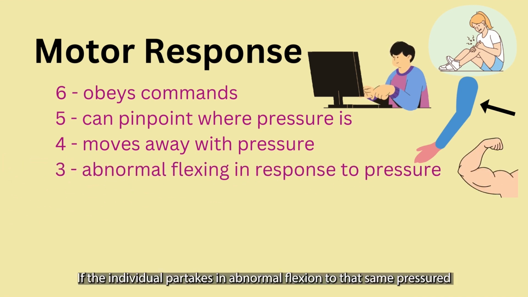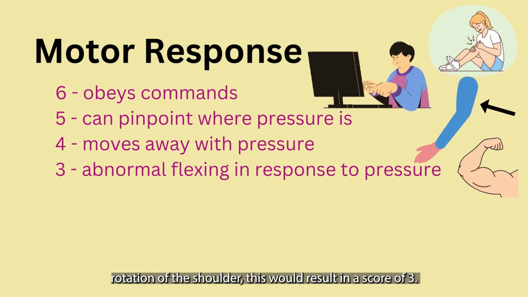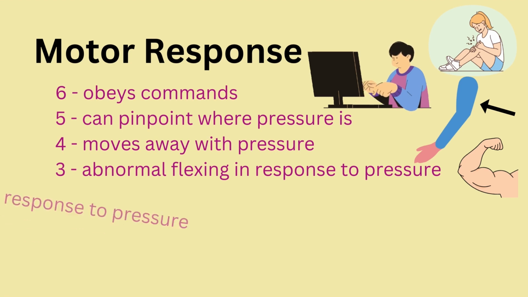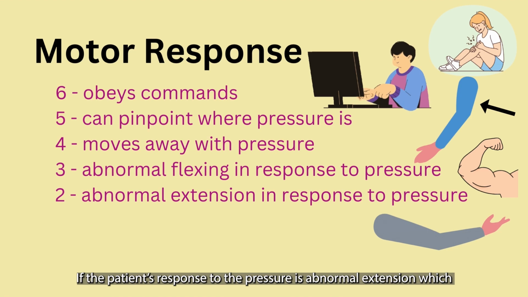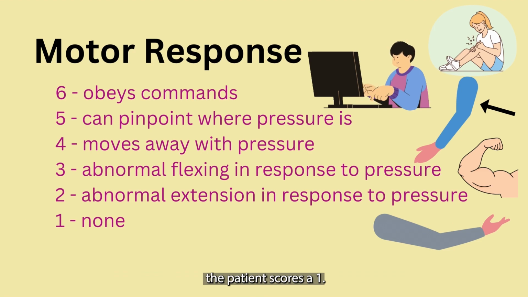If the individual partakes in abnormal flexion to that same pressured stimulus, whether it be by flexion of the elbow, wrist flexion, or internal rotation of the shoulder, this would result in a score of 3. If the patient's response to the pressure is abnormal extension, which can take the form of the head extending with the arms and legs also extended and internally rotated, this could indicate brainstem damage and result in a score of 2. Lastly, if there is no response, the patient scores a 1.